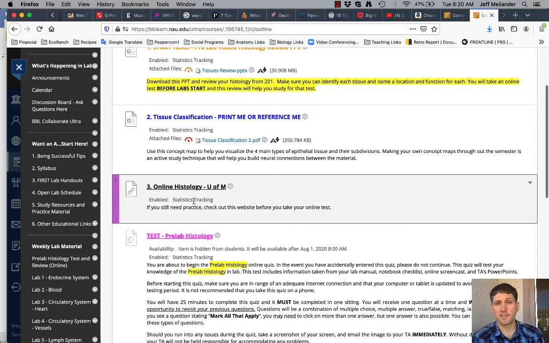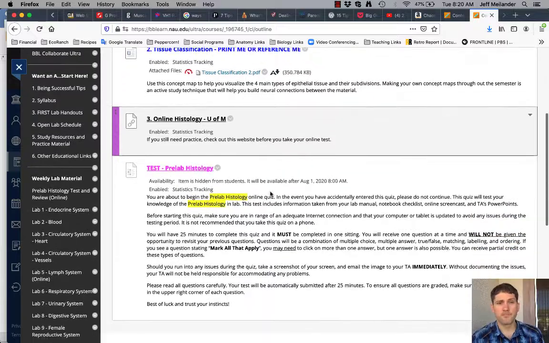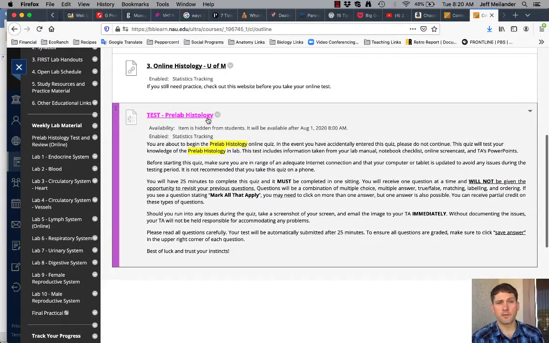Here's an online histology practice site from the U of M. And then below here is our pre-lab histology test. So it is all practical.